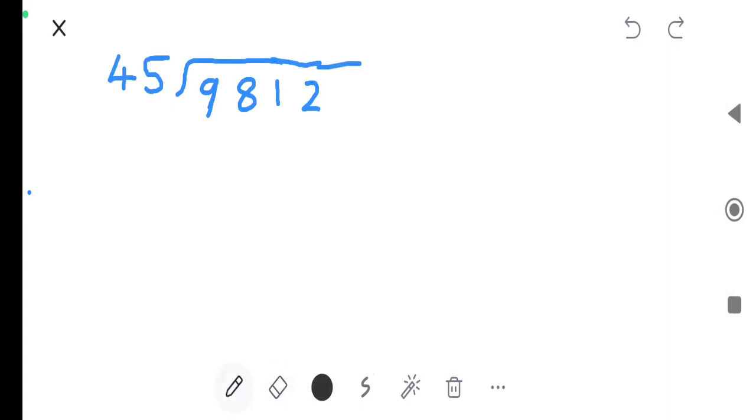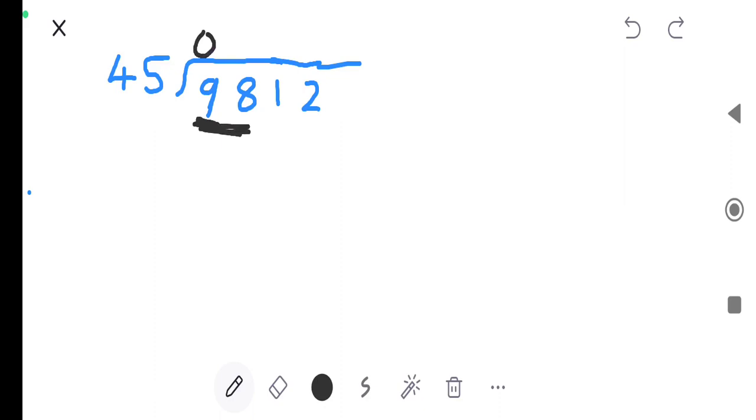Now I will start with the first digit, which is 9. 9 divided by 45, is it possible? No, it's not possible because 9 is smaller than 45. Now, because it's not possible, I'll write 0 at the top and then I'll do 2 digits, which is 98. Now, how many times can 45 go into 98?